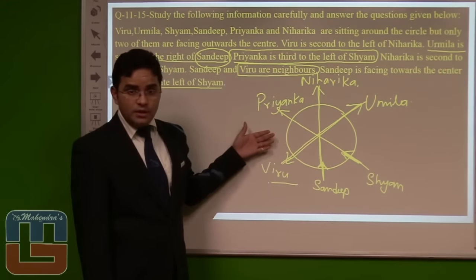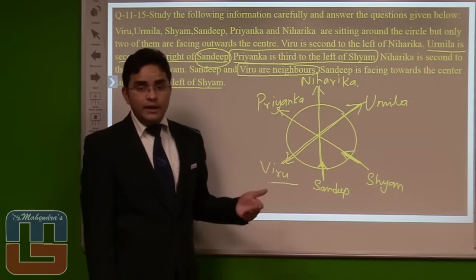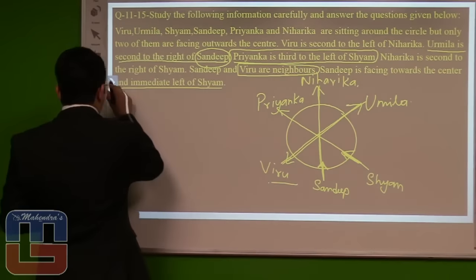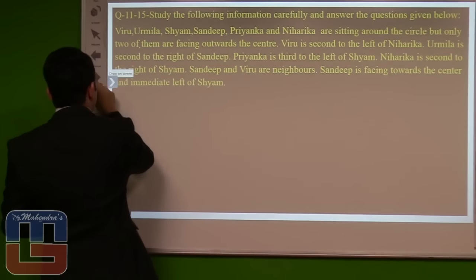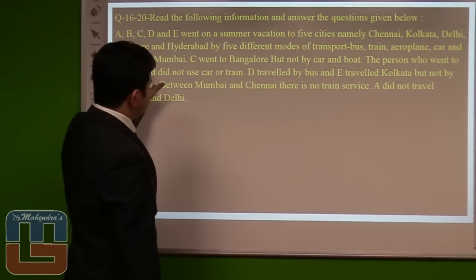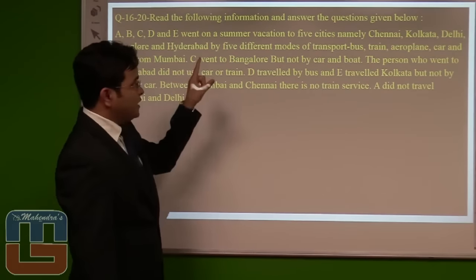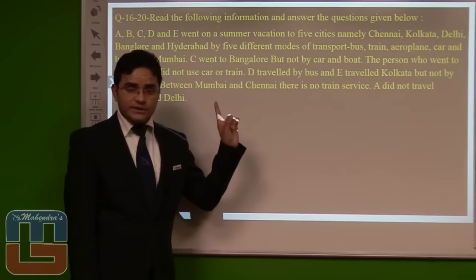Okay, so we are moving towards the next part, which is puzzle. It means in that one there's one puzzle, which is an arrangement puzzle. Now you can check it here. 16 to 20. Read out the following information carefully and answer the given question below. So read the first statement.